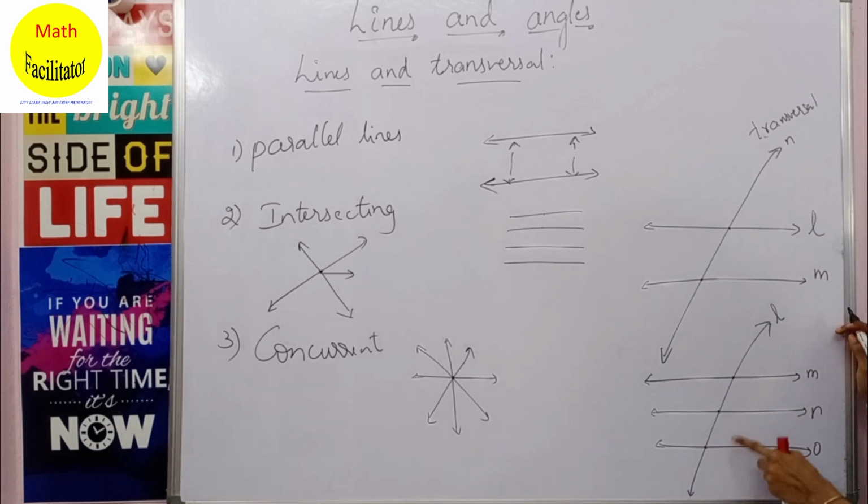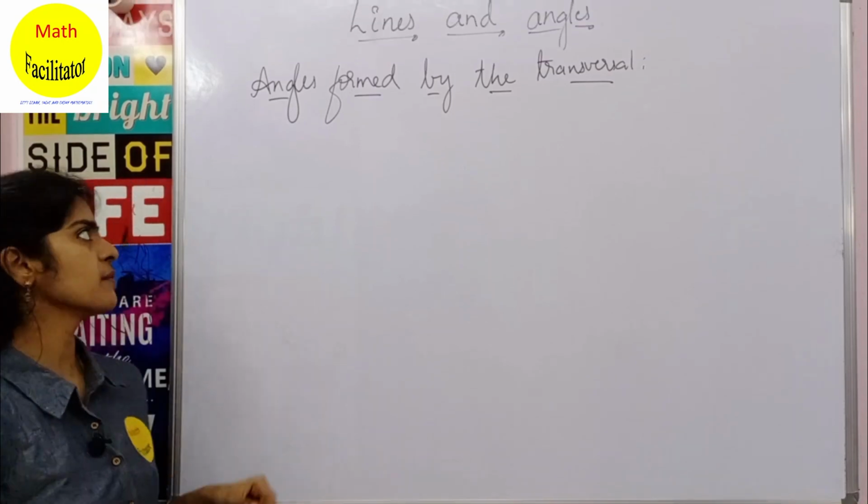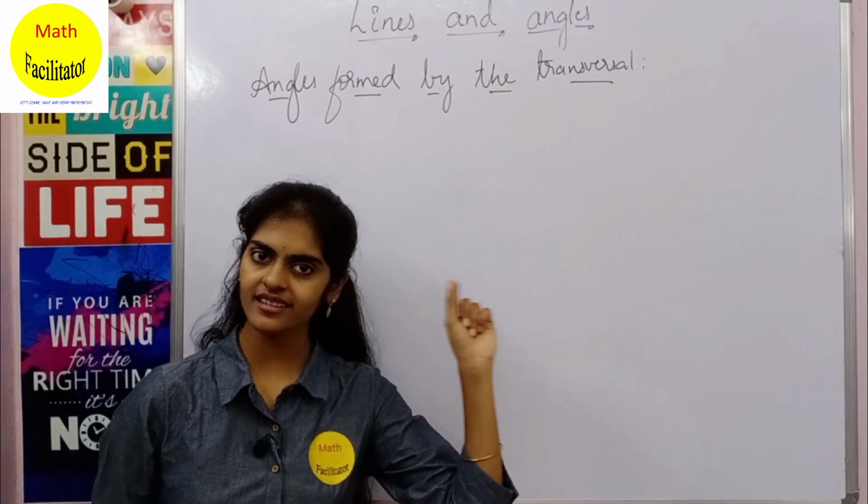A transversal meets two or more lines at different points. Such a line, you call it a transversal. Clear? Now let us talk about the angles which are formed by the transversal.